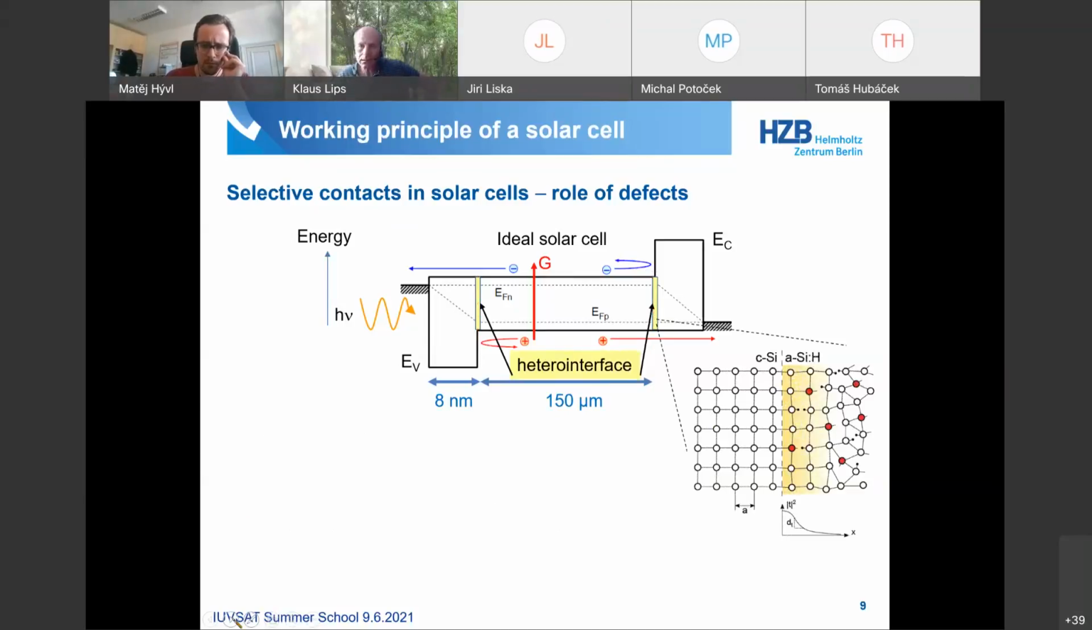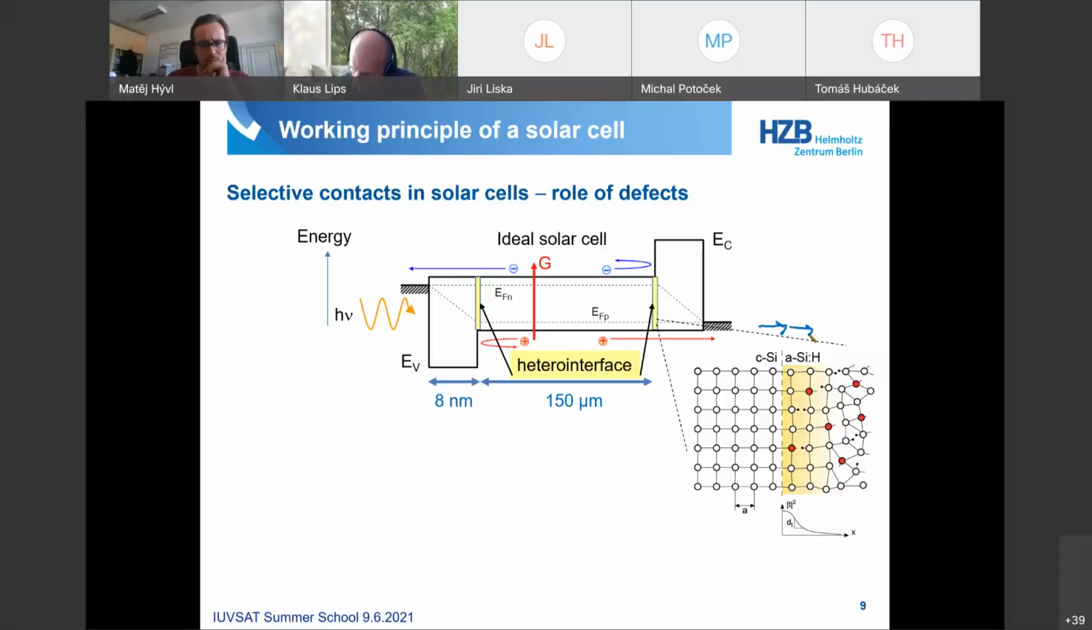Now, the best selective contact that we can make for a solar cell is the selective contact between crystalline silicon, so ordered materials, and disordered silicon, which is called amorphous silicon. Within an atomic layer, we get a transition from crystalline phase, which ends here, into an amorphous phase. That's quite an art to do, but it's possible. So within one atomic layer, we get an abrupt change into complete disorder.